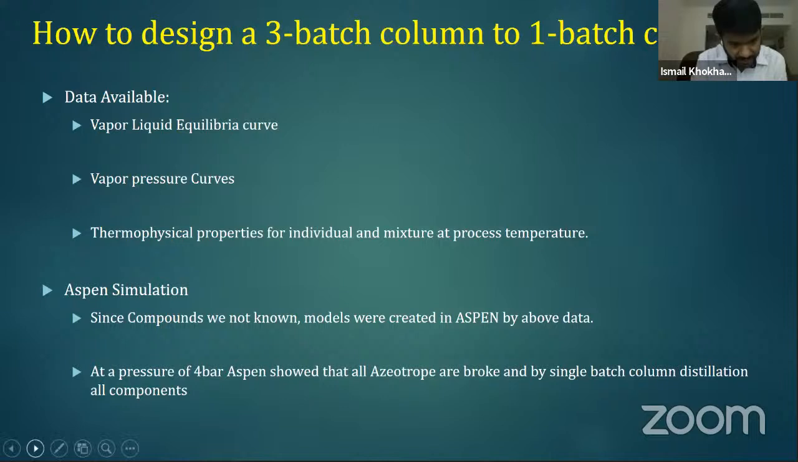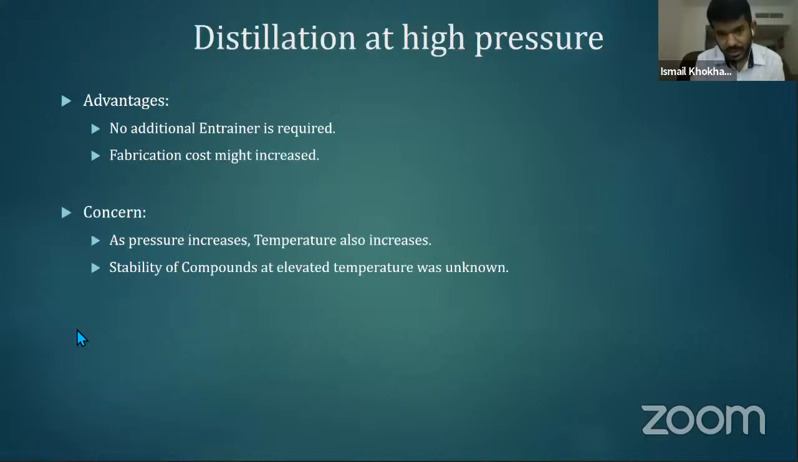So based on the Aspen data, we tried to design this, but what were the advantages? That no additional entrainer is required, which we were using, which we found out for reducing the yield loss, because the product was being lost with the impurity one. So there will be no additional entrainer required, though the fabrication cost is going to increase because you need a high thickness material. But again, the concern was that if you perform a distillation at a higher temperature, as you know, as the pressure goes on increasing, the temperature is going to increase.